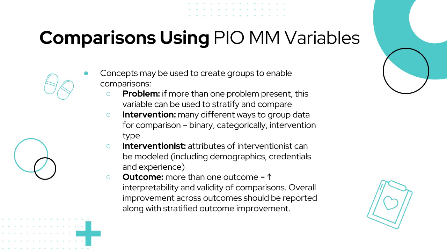I could also just simply say, okay, I'm going to have a case control where one group gets all intervention and one group gets none, right? That would be something like binary, where it's either yes, they got it, or no, they didn't.